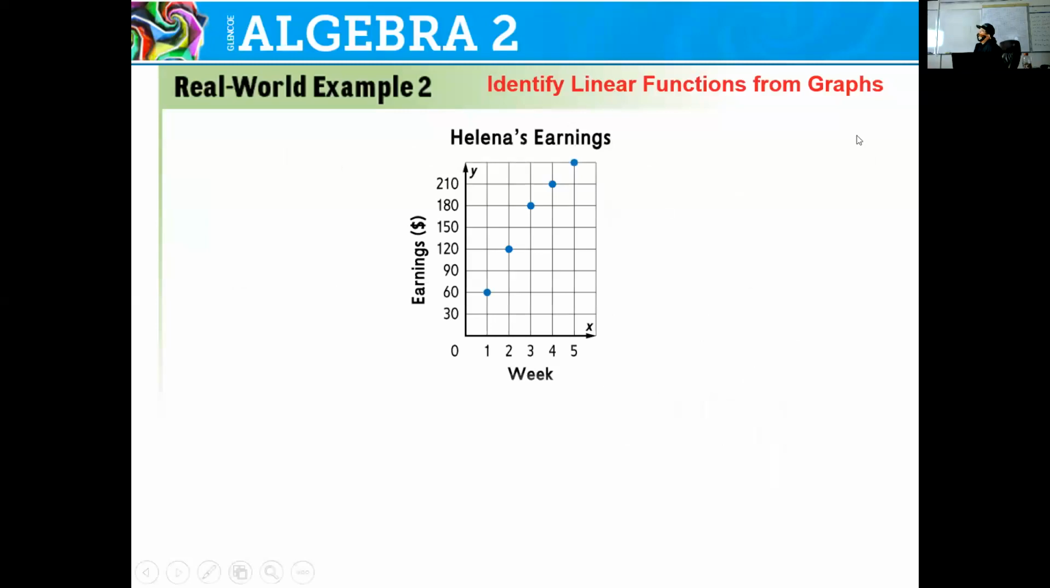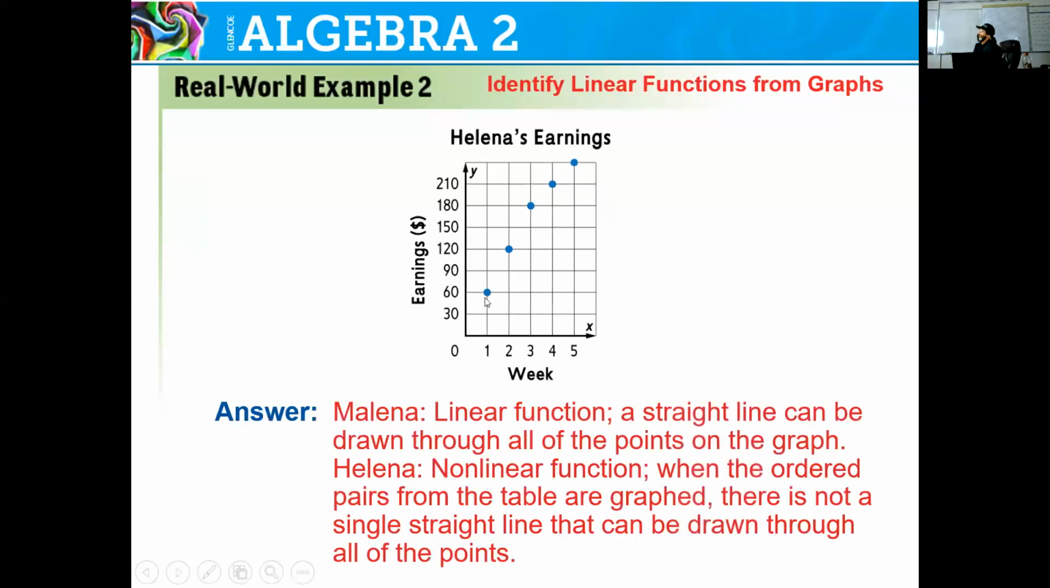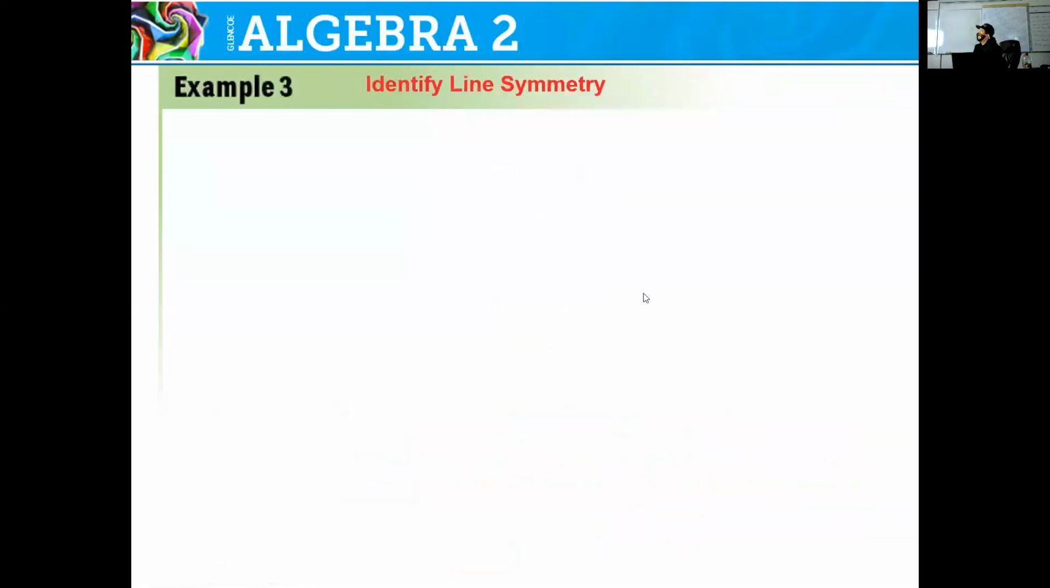And here is an example of Helena's earnings. So you can see here's her $60 increase from week 1 to week 2, a $60 increase from week 2 to week 3, but then it kind of gets cockeyed. Okay, it kind of gets bent down and starting to level out. So our one line would be intersecting here for those points, but then we'd have to develop a new line to encompass those other 2 points. So that just doesn't work for us. That is not a linear function.